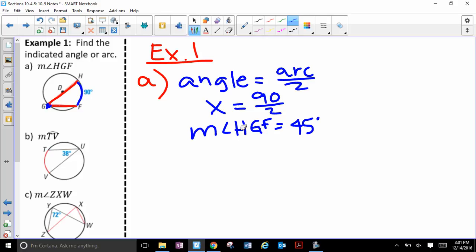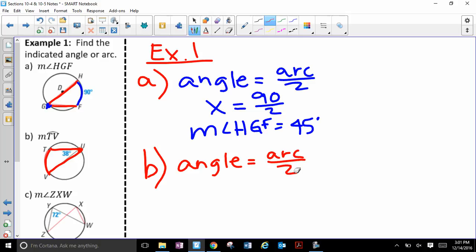So my angle was HGF, and its intercepted arc was 90, so you cut that in half, and it's 45 degrees. Okay. All right, part B. On this one, we want the measure of that red arc, TV. And they gave us the inscribed angle, because if you follow the angle that goes with it, the vertex is on the circle. So then we know that angle equals arc divided by 2 when it's an inscribed angle.